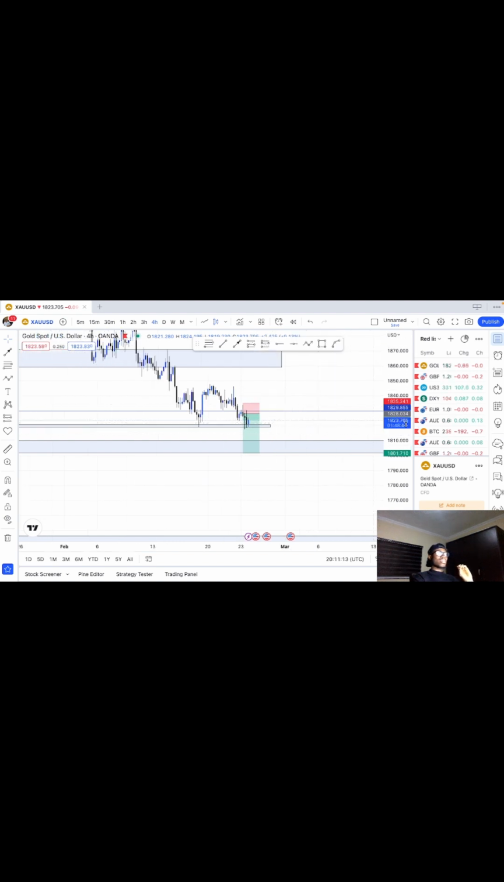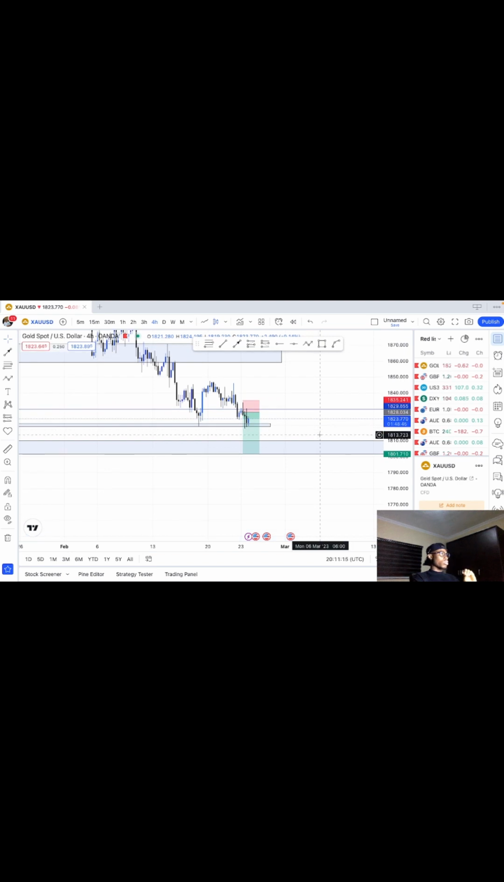So that is the chart I just wanted to break down. Gold, GBP, AUD.